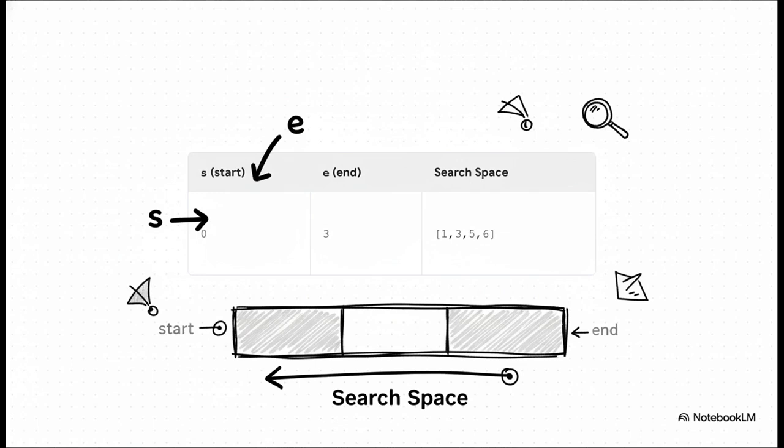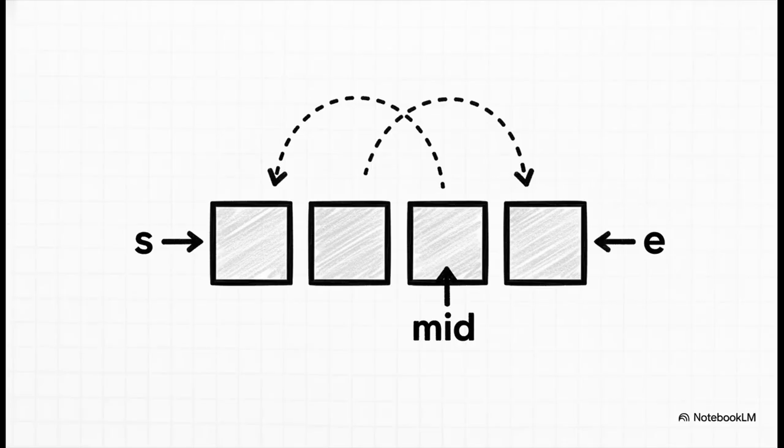At this moment, our search space is the whole array. Now, the first thing we do inside our loop is find the dead center of our search space. So we add the start and end indices, 0 plus 3, and divide by 2. That gives us 1. So our middle pointer, mid, is now pointing to index 1.